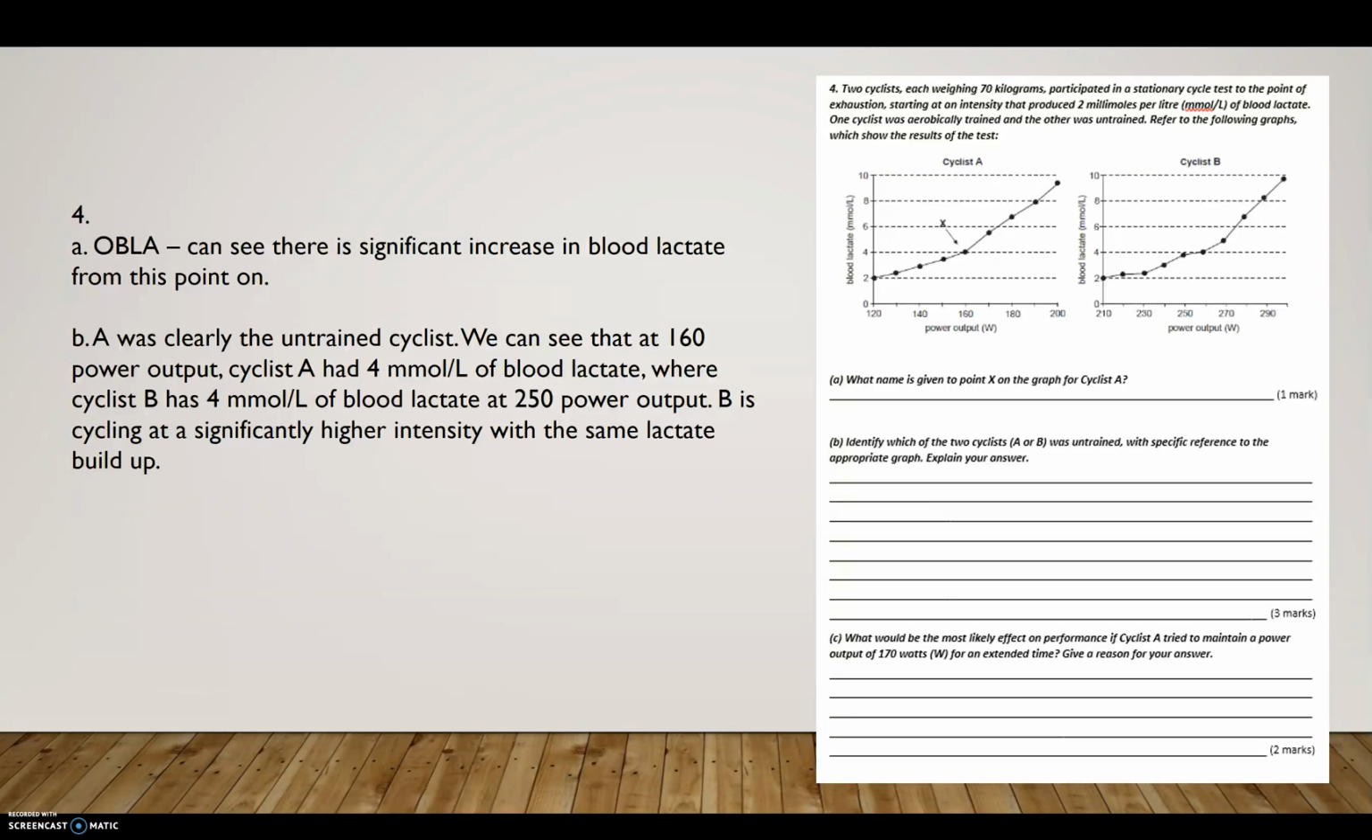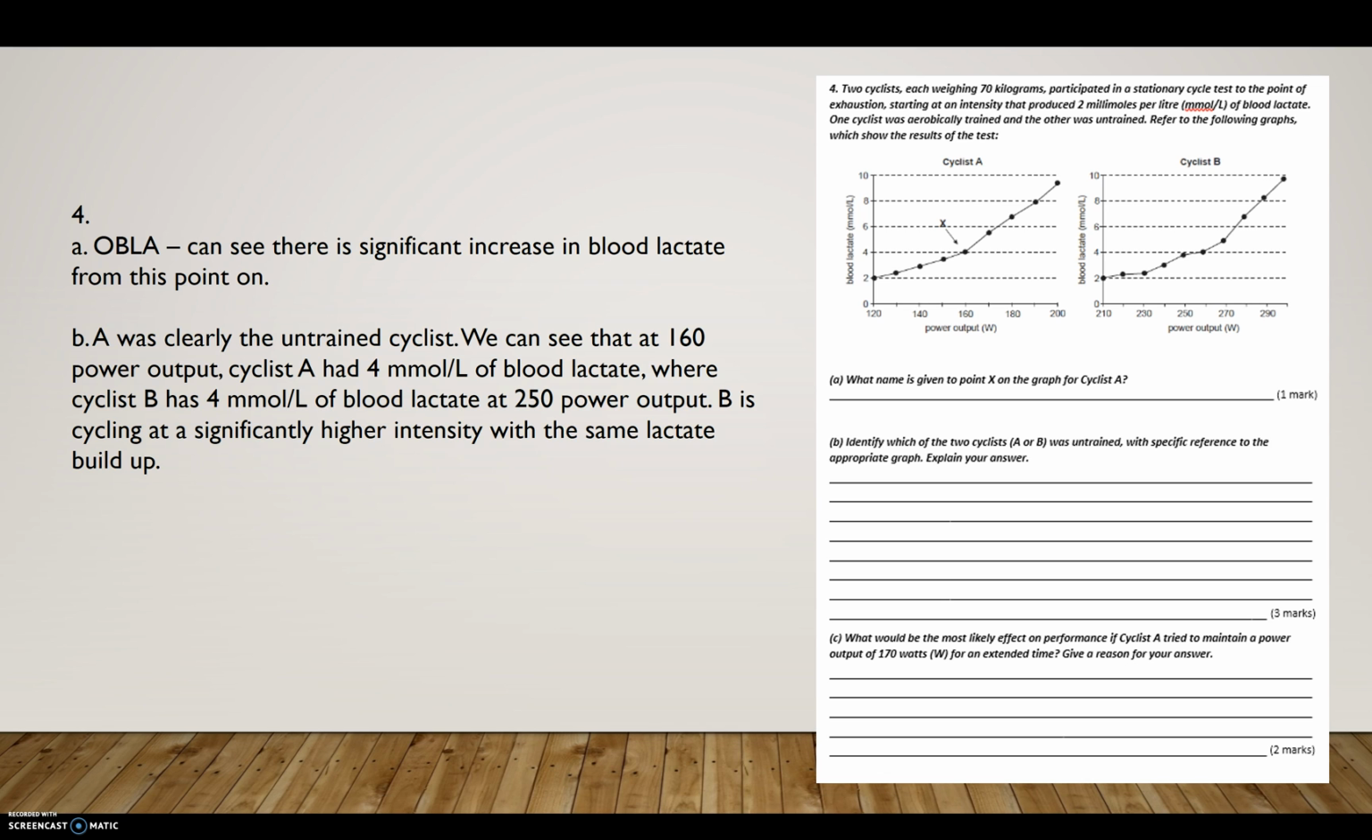We can see at 160 power output, so 160 watts, cyclist A had 4 millimoles of blood lactate, where cyclist B has 4 millimoles of blood lactate at 250 watt power output. B is cycling at a significantly higher intensity with the same lactate buildup. Okay, so again, it was a really good question to be able to pull information off the graphs and support your answer. Those people that got the answers incorrect didn't pull the appropriate information off.